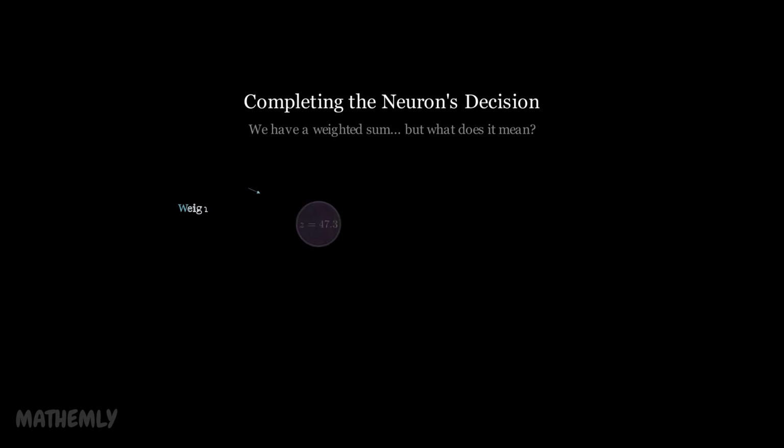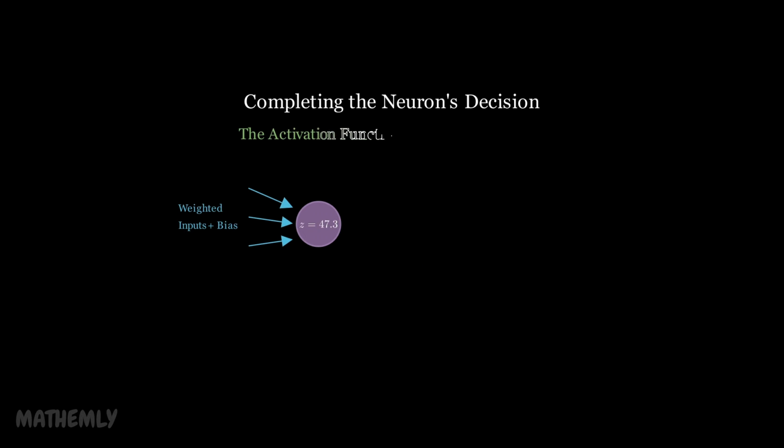Now that our neuron has combined its inputs using weights and added a bias, it ends up with a single raw value, the weighted sum. But this raw number alone doesn't tell us much. The neuron still needs a way to decide whether that combined signal is strong enough to activate or stay quiet. And that is exactly where the activation function comes in.